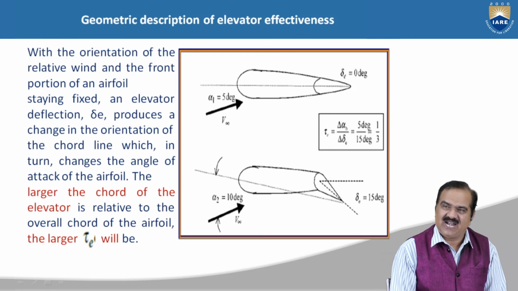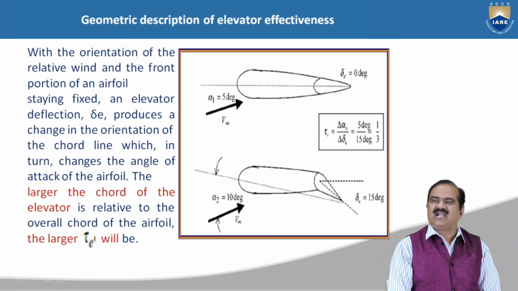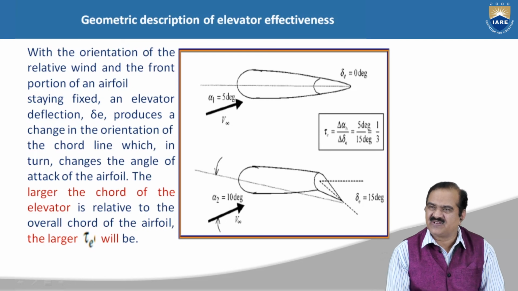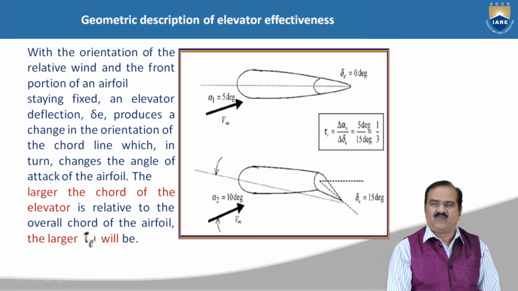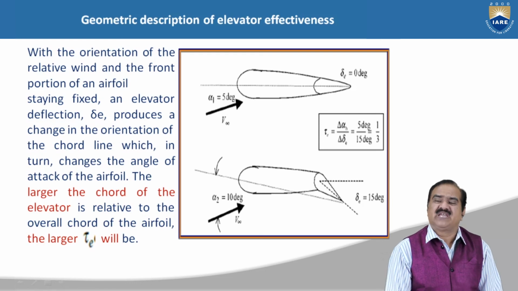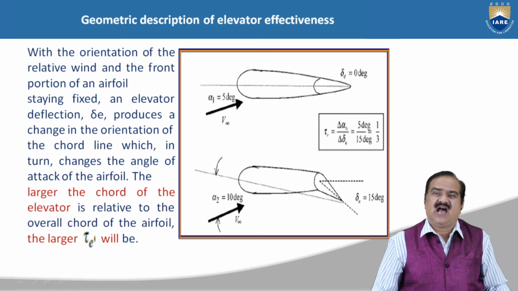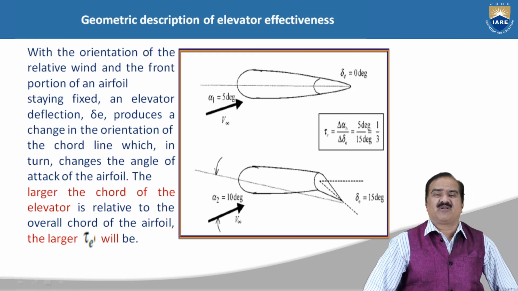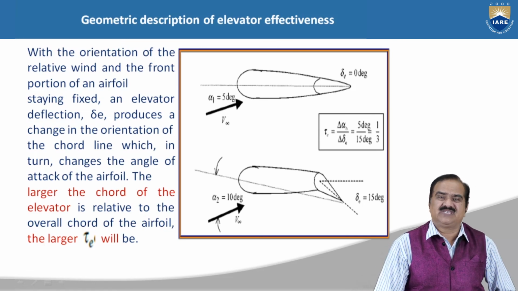So we can calculate that tau E is equal to delta alpha H by delta delta E. Here it is 5 degrees and here it is 15 degrees. So 5 degrees by 15 degrees, this tau E we will get as 1 by 3. So this plays a very large effect on the aircraft, and we can also do this in our modeling. We are preparing our models, and with these models we can do a study in the wind tunnel, on how these things can be varied and how this can really affect our aircraft.